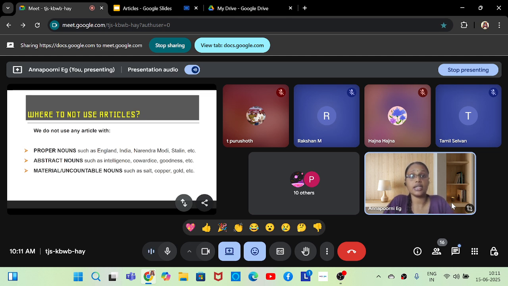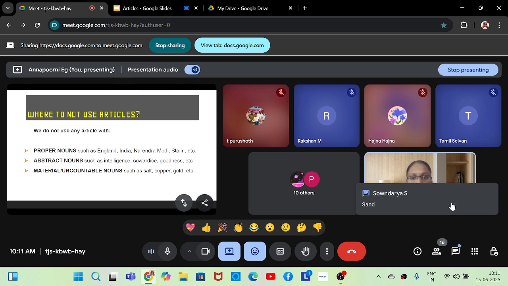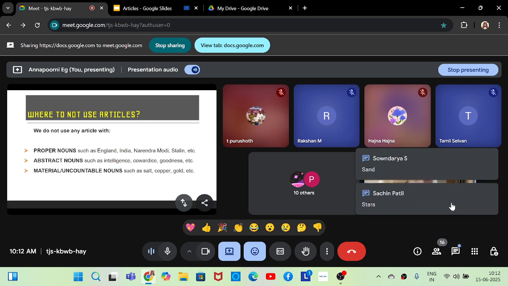Whereas material nouns, as the name says, materials generally cannot be counted. So material nouns are also called uncountable nouns. So uncountable nouns, can somebody give an example? I have already mentioned three examples like salt, copper, gold, etc. Salt is a mineral, copper and gold are metals. So we cannot count salt, copper and gold. Yes, sand. Sand is not countable. It is uncountable. Yes, stars, very good.